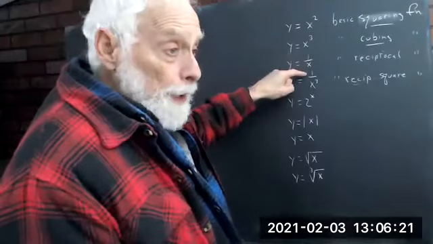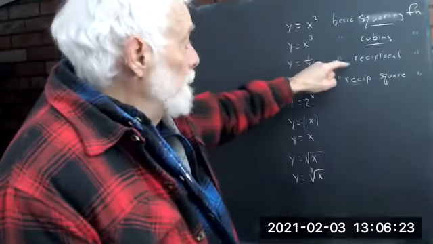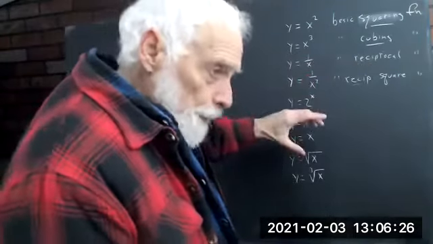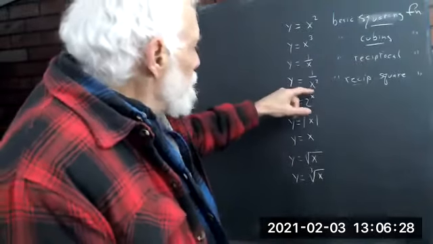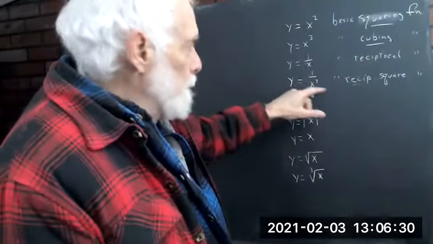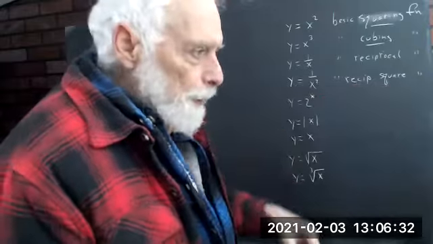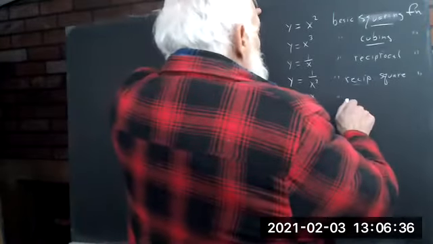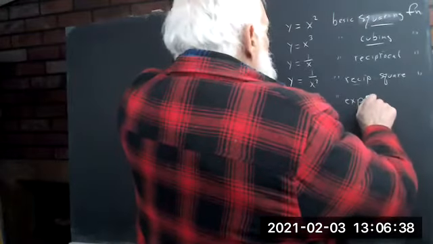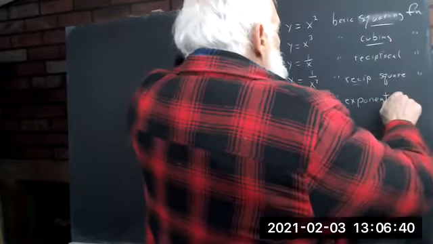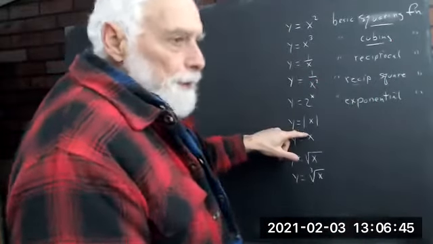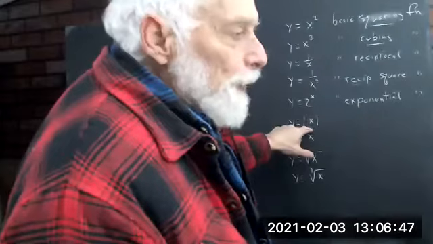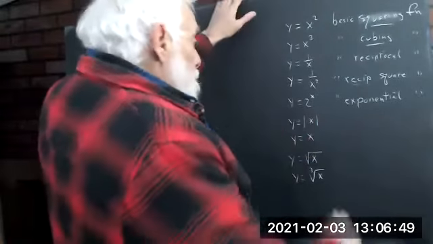Y equals 1 over x, which I call the basic reciprocal function. You're doing a reciprocal of x. And here you're doing a reciprocal square, the 1 over x squared function. There's the reciprocal square. And this is your basic exponential function. This one should be pretty obvious. That's an absolute value of x. It's the absolute value function.